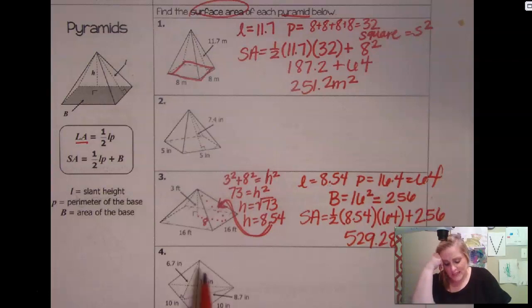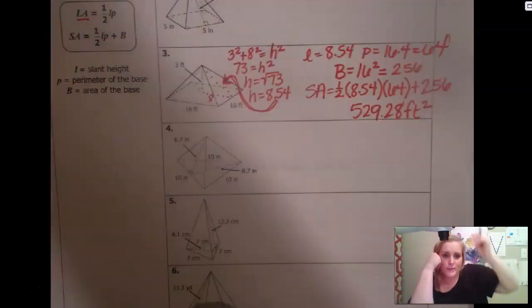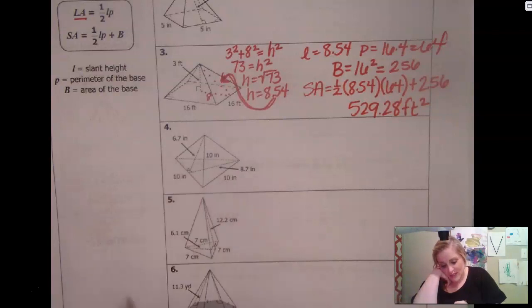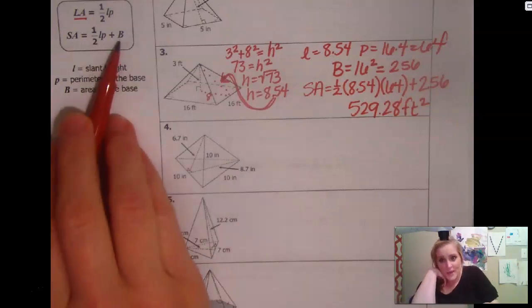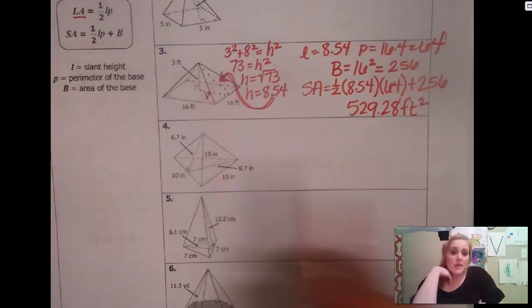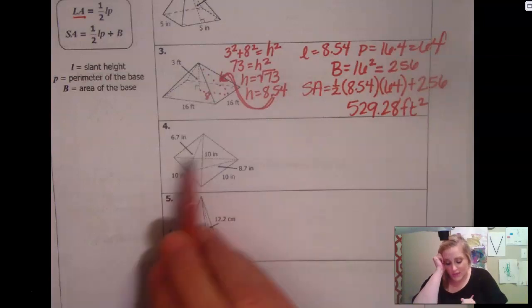All right, if we look at this next one, number 4, this one is a unique situation. It doesn't have the height running through the middle like this one, but it does have our side measurements. This is the first one that has a triangular base. That's going to change how we find our big B, because instead of just doing the rectangle or the square, we're going to be dealing with a triangle.